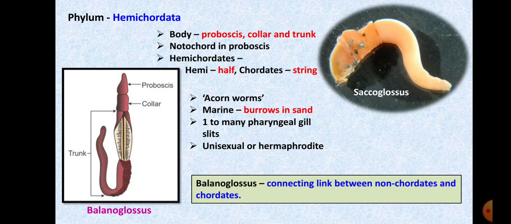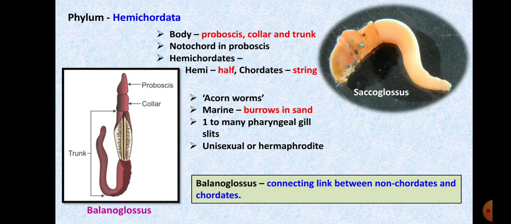Here, the organism of Hemichordata will show you presence of chordate feature, I mean notochord, right? Not throughout the body, but in some part of the body. So, this Hemichordata is also known as the connecting link between the non-chordates and the chordates. If you observe the balanoglossus, the first picture, the body is divided into three regions: proboscis, collar, and trunk.